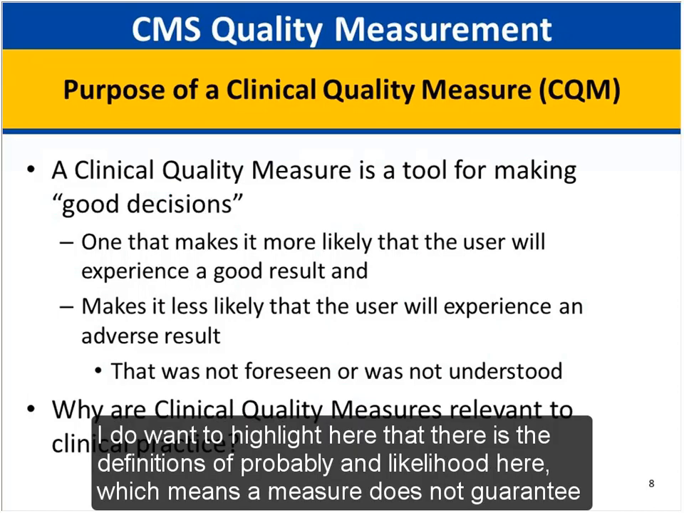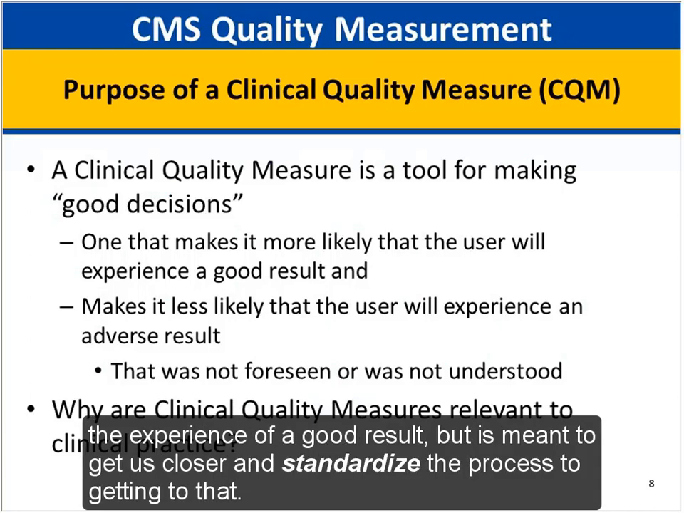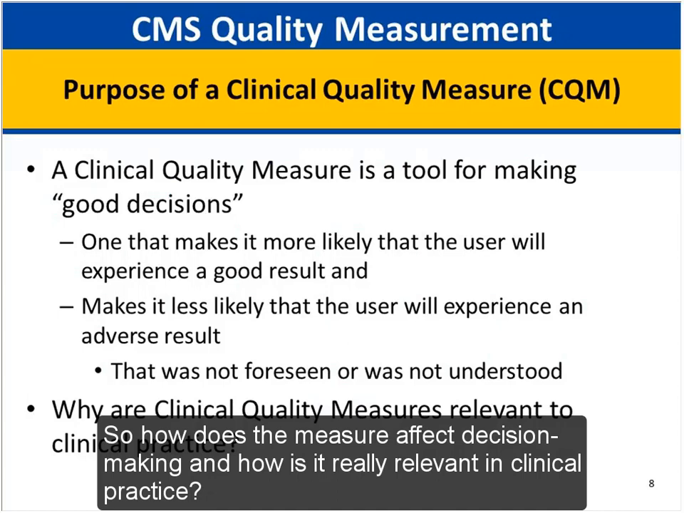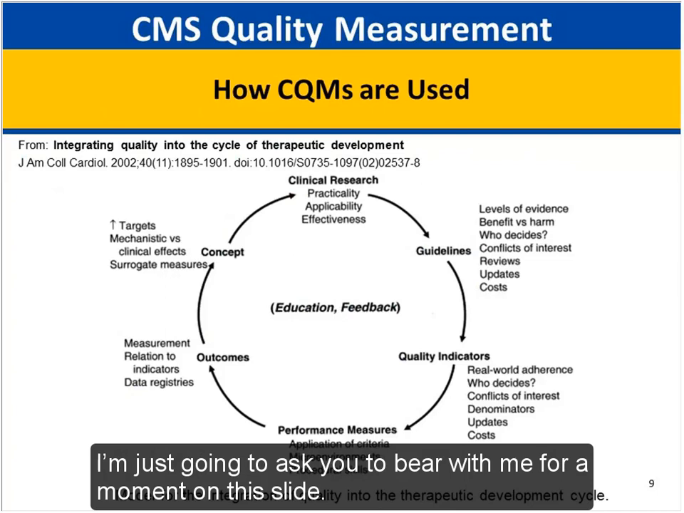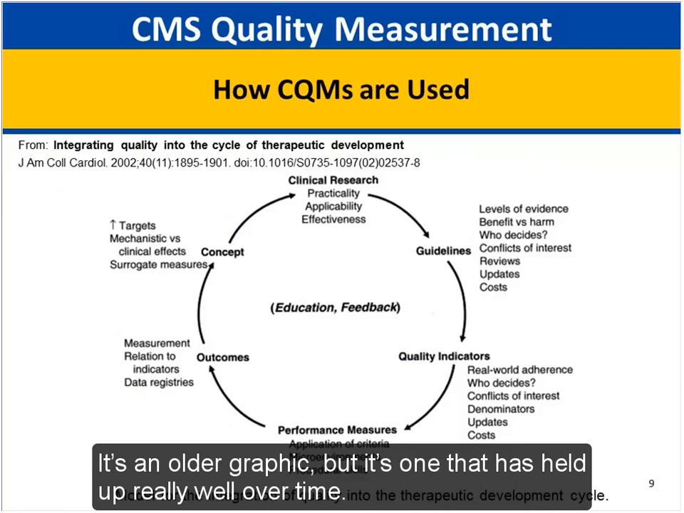I do want to highlight the definitions of probability and likelihood here, which means a measure does not guarantee the experience of a good result, but is meant to get us closer and standardize the process to getting to that. So how does the measure affect decision-making, and how is it relevant in clinical practice? I'm going to ask you to bear with me for a moment on this slide. It's an older graphic, but it's one that has held up really well over time.